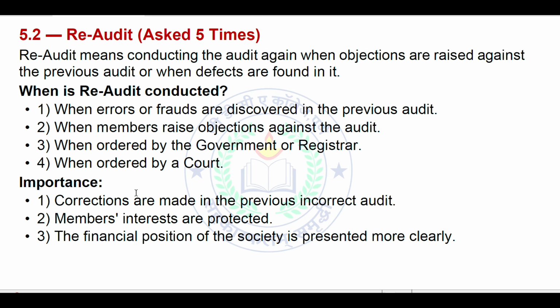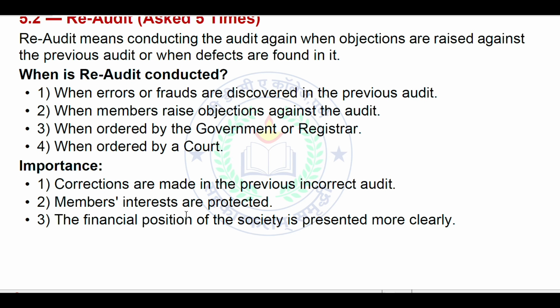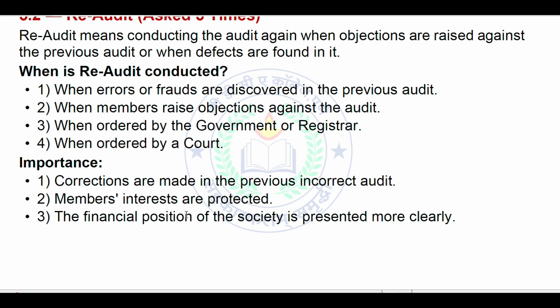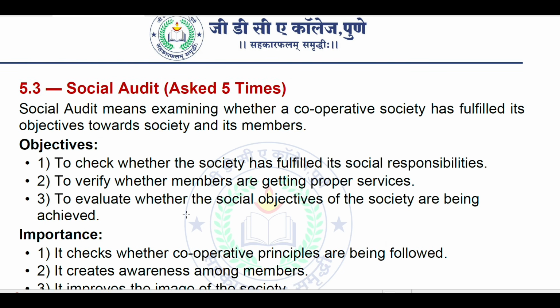Importance: what are the importance? Number one, corrections are made in the previous incorrect audit. Number two, members' interests are protected. Number three, the financial position of the society is presented more clearly. Number four, you can write here, the auditor can be different from the previous auditor. So this you can write.